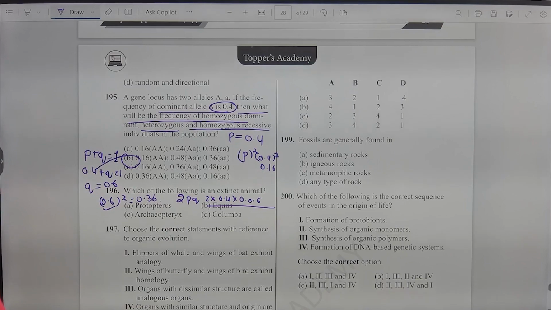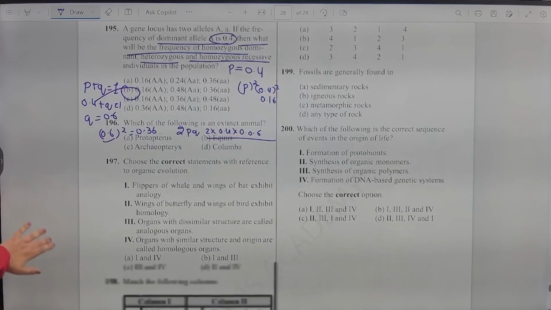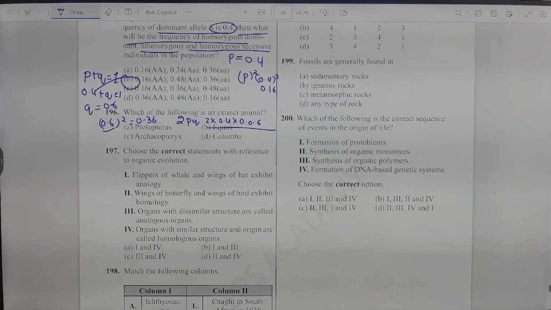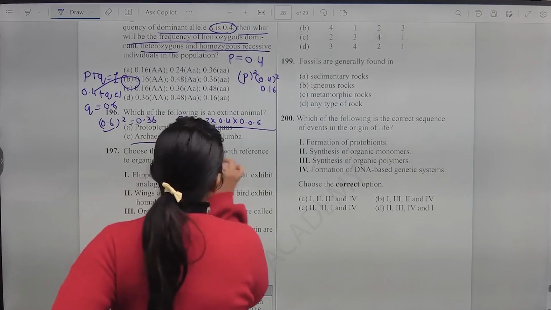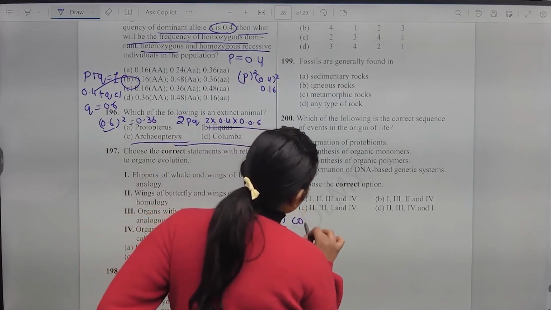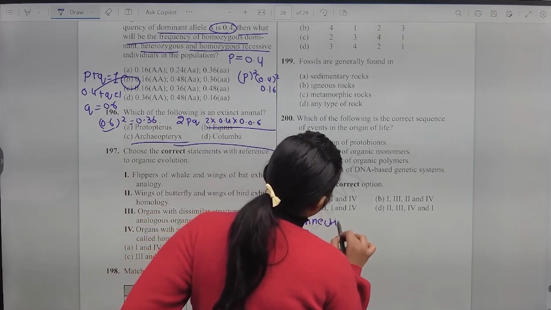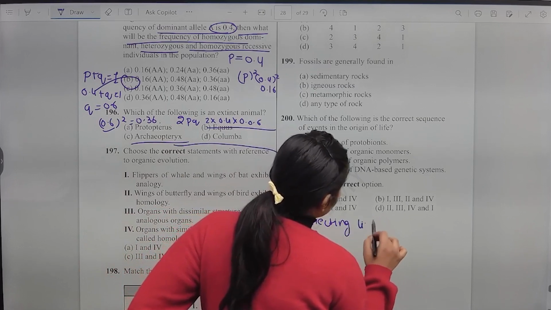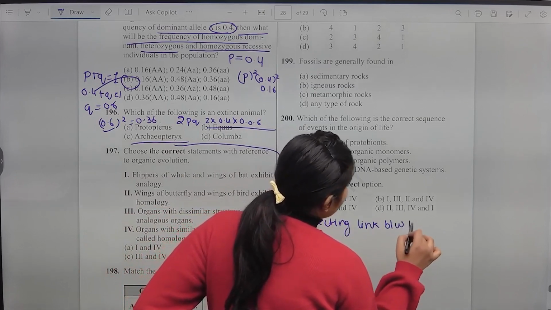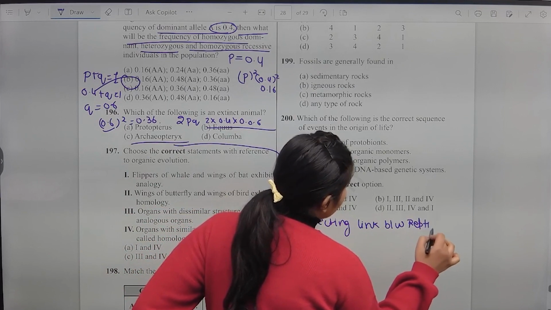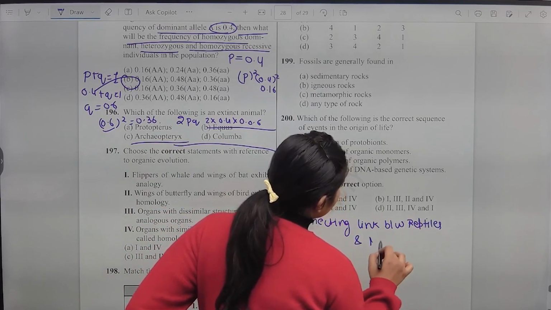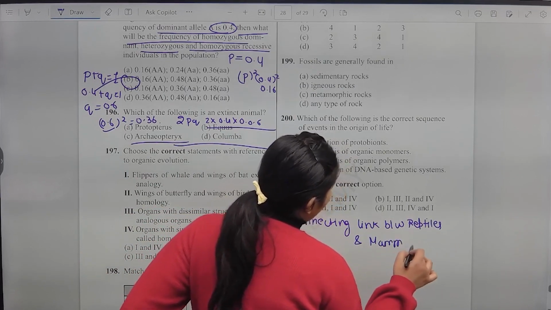Next is, which of the following is an extinct animal? Protopterus, Equus, Columba. These are not the extinct ones. Archaeopteryx is the extinct one. Archaeopteryx is what? It is a connecting link between reptiles and birds. Okay, it is the connecting link between reptiles and birds.